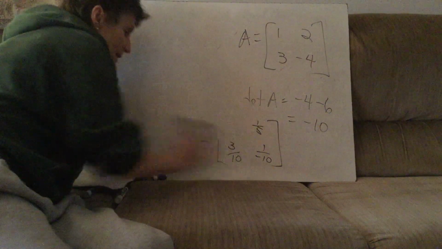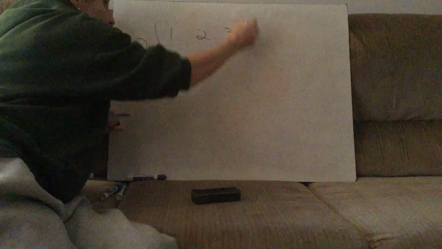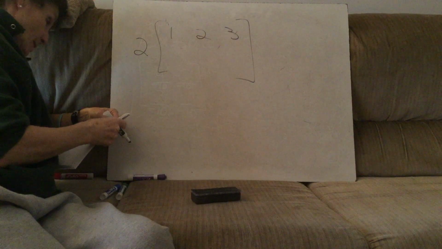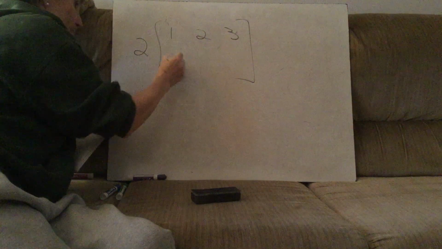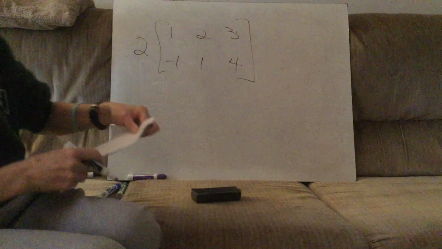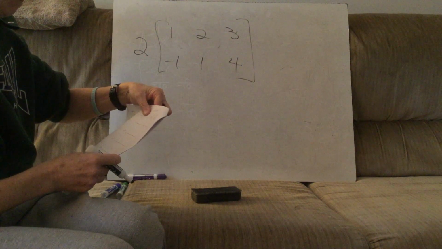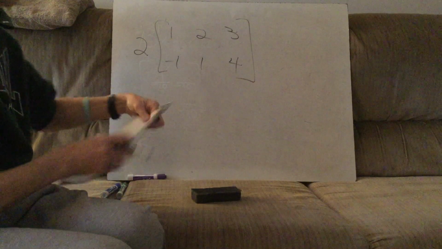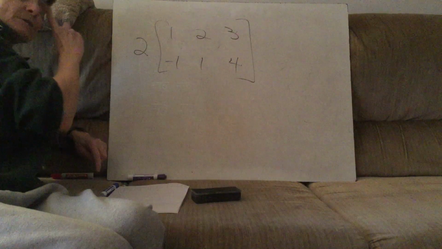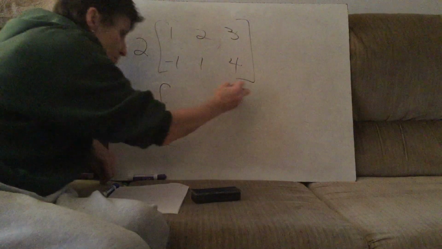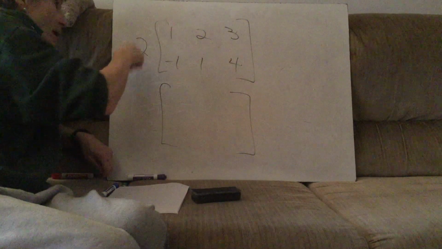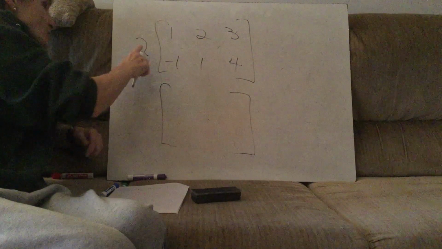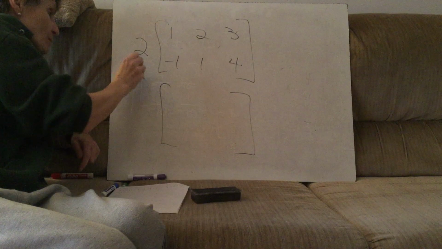All right, question B is much easier. B says, take 2 times matrix C. And this is matrix C. So that's easy. All we do is take 2 times matrix C. Remember, all we do is multiply each number in the matrix by whatever's out in front. So in this case, it's 2. That number, by the way, is called a scalar. It's one of your vocab words.